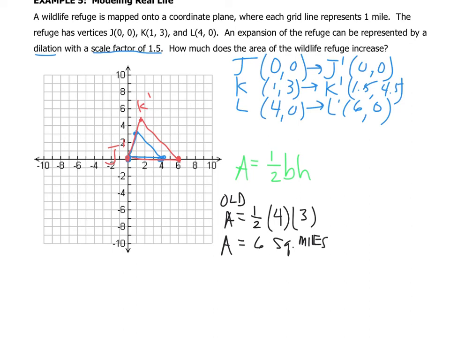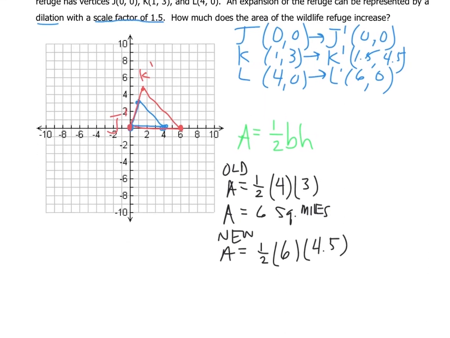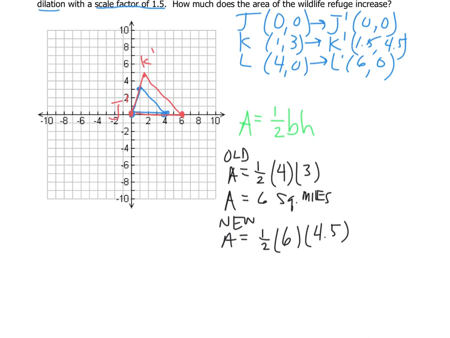So then let's switch over to the new, after the dilation. So the area now is 1/2. This time it's from 0 all the way over to 6, and it's times 4.5 for our height. So this time, when I do my area, I would multiply all this together. 1/2 times 6 is 3, and then 3 times 4.5 is 13.5 square miles.